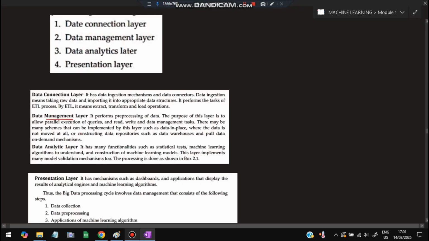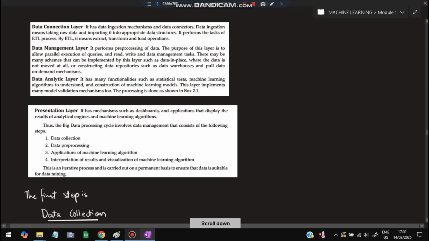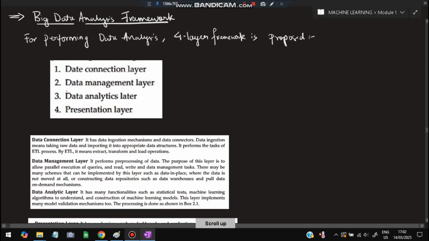The data management layer manages how the performance is happening, which queries are running, all the read and write operations, and in what order: which operation first, which second, which third. The data analytics layer will learn the data, understand the patterns and give us the outputs. And the presentation layer will have the dashboards where we see the results. That is the four layers of data analysis.